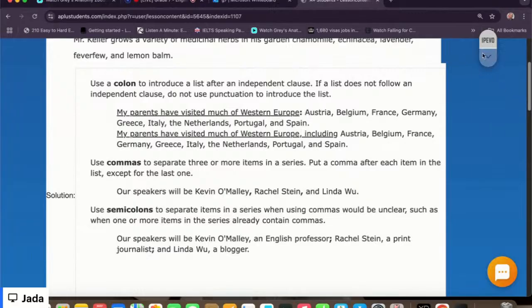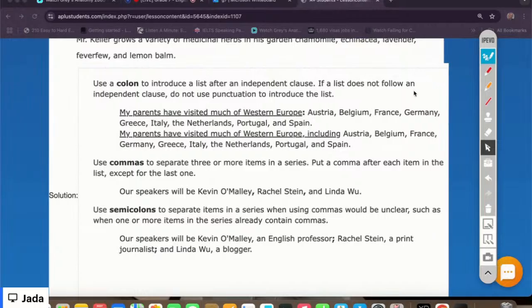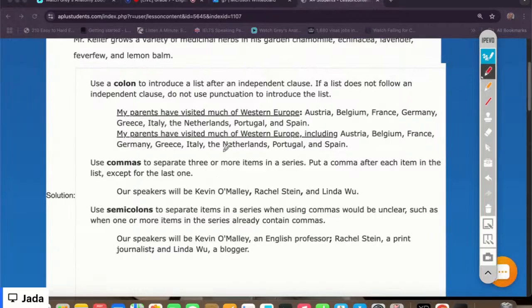All right, so we use a colon to introduce a list after an independent clause. So after an independent clause, when you want to introduce a list, that's when you use a colon. If a list does not follow an independent clause, do not use punctuation to introduce it. So if it doesn't follow an independent clause, don't use punctuation. So: my parents have visited much of Western Europe. This has a colon because it follows an independent clause.